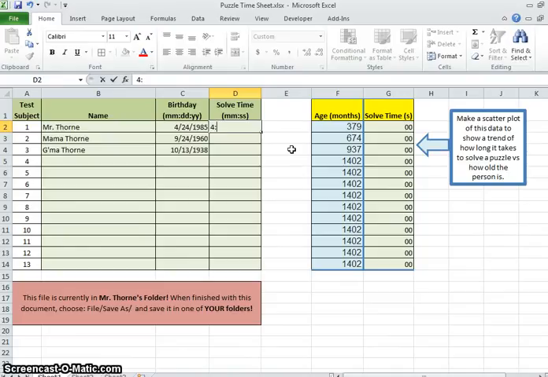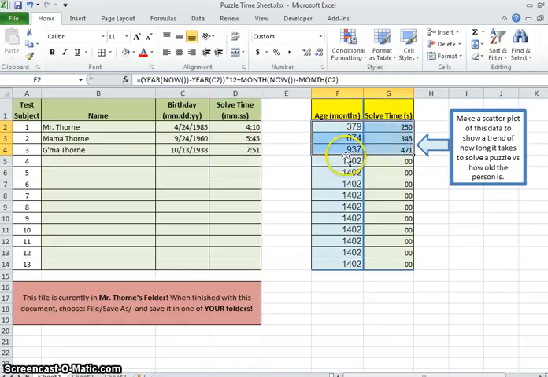It took me 4 minutes and 10 seconds to solve one of these puzzle cubes, where it took my mother closer to 5 minutes and 45 seconds, and my grandma, she moves a little bit slower than most, she solved that in 7 minutes and 51 seconds.